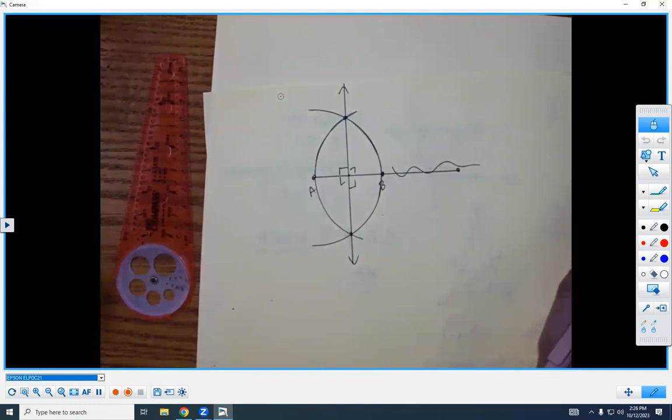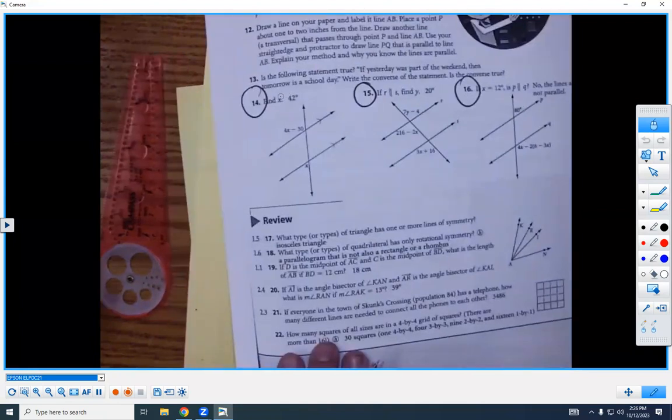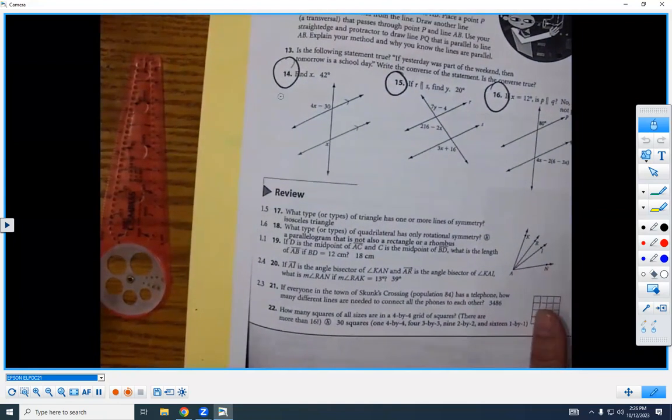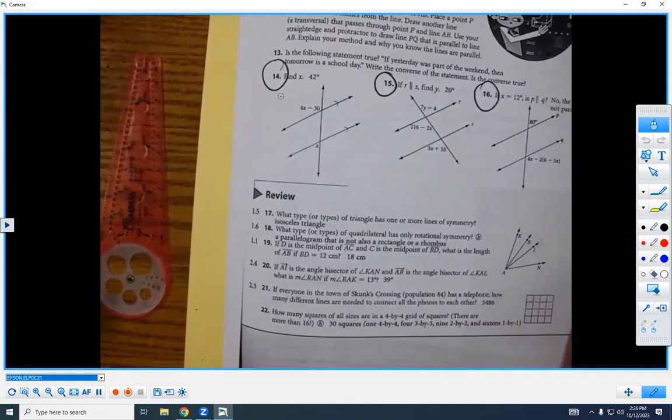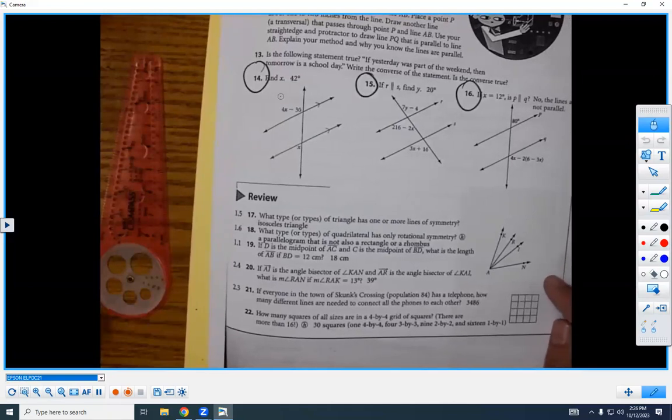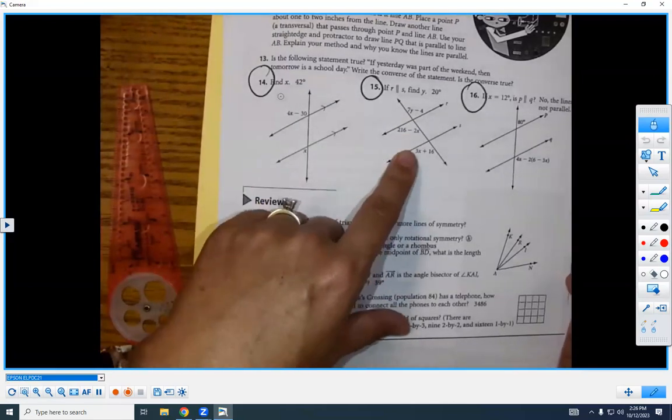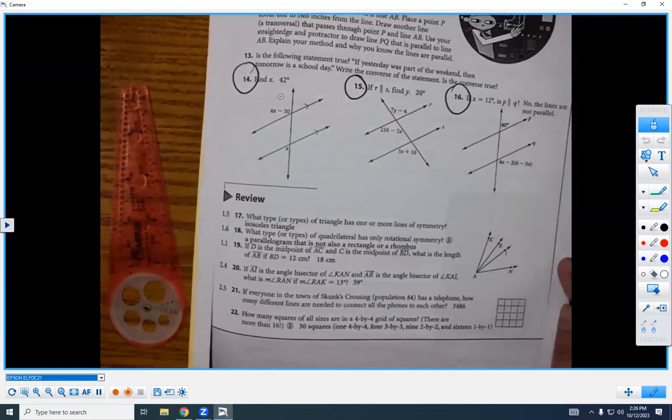Okay, so back to the review. Number 14, I'm just asking how you'd set up. So it would be 4x minus 30 plus x equals 180, and then you solve for x. And then y would be... I'm not going to do 15, because I'm not going to give you systems of equations.